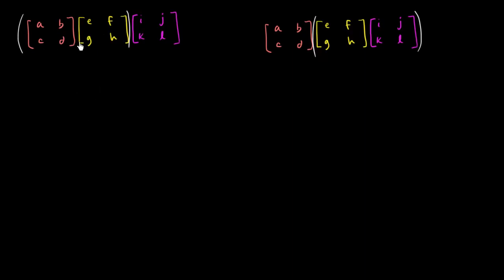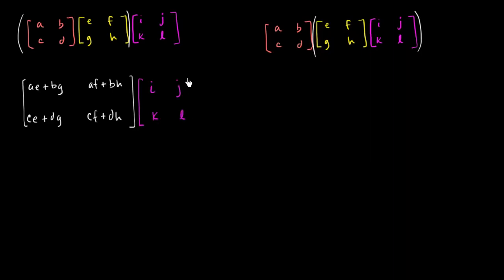All right. So let's multiply these first 2. So this product, and I'm going to make it a little bit big. It's going to be AE plus BG, then AF plus BH, and then it's going to be CE plus DG, and then finally CF plus DH, and we're going to multiply it times the matrix I, J, K, and L.